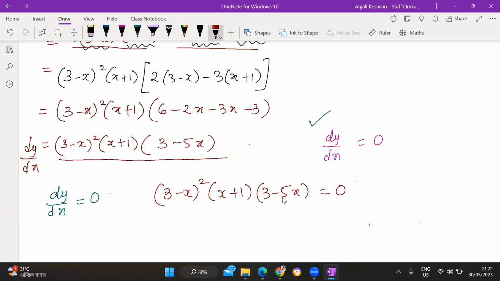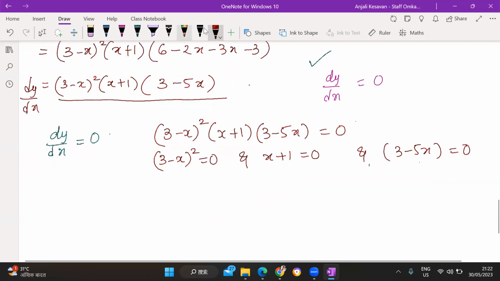See, each of these brackets are individual factors. So what is the first bracket? What is the value of x then here? (3 - x)² is equal to 0, and x + 1 is equal to 0, and 3 - 5x is also equal to 0. So on simplifying, what do we get here? x is equal to 3, and here x is equal to -1, and here finally what is the value of x? x is equal to 3/5.